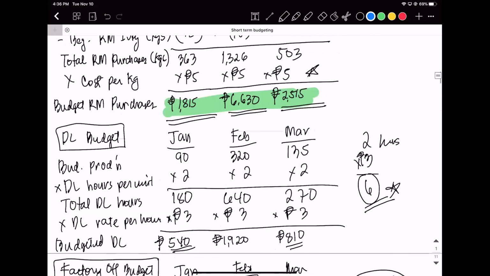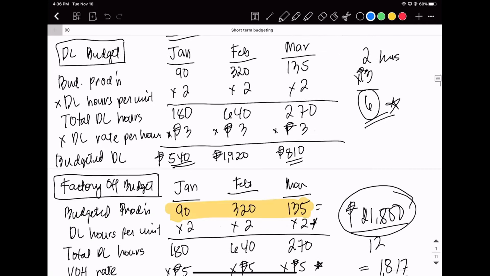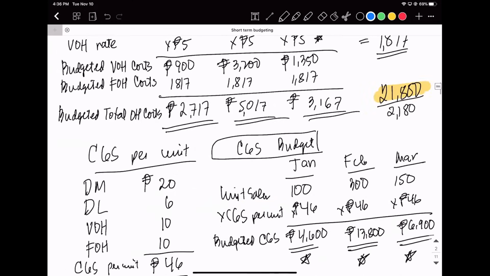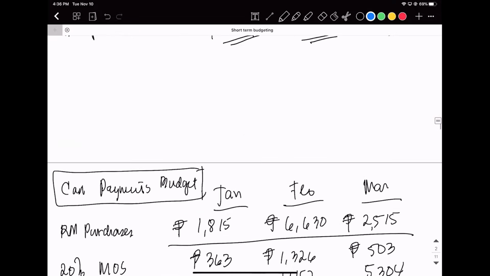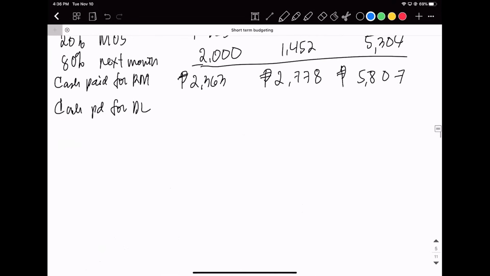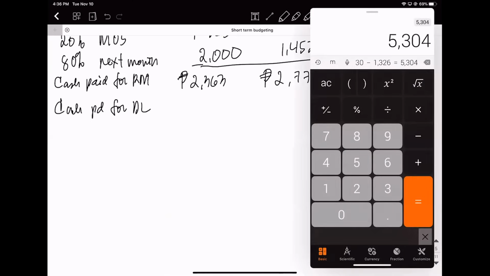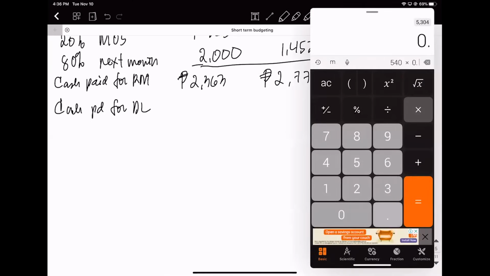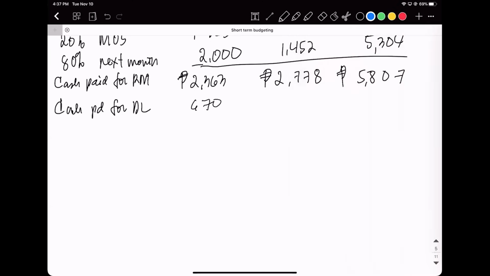So, direct labor cost. Nasaan ang direct labor cost? Ito. So, half lang. 540, 1920, 810. Tandaan niya, 540, 1920, 810. Okay, so 540 times 0.5 plus 400 na. Alam na natin yun. Okay, kung saan nakuha yung 400, ha? Okay, 670.